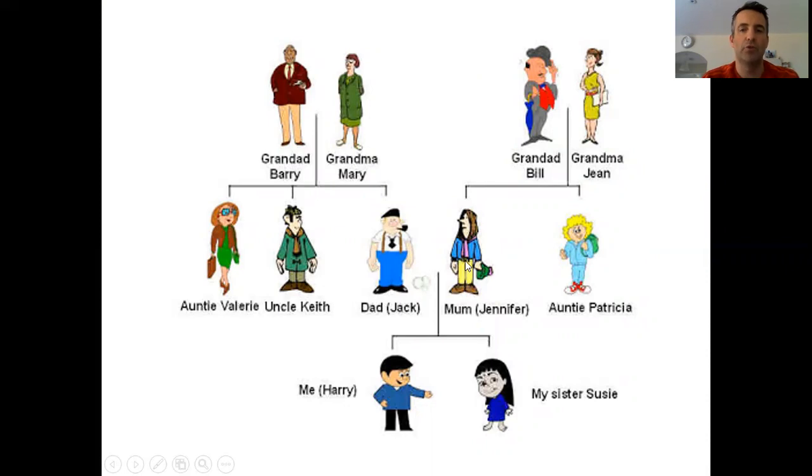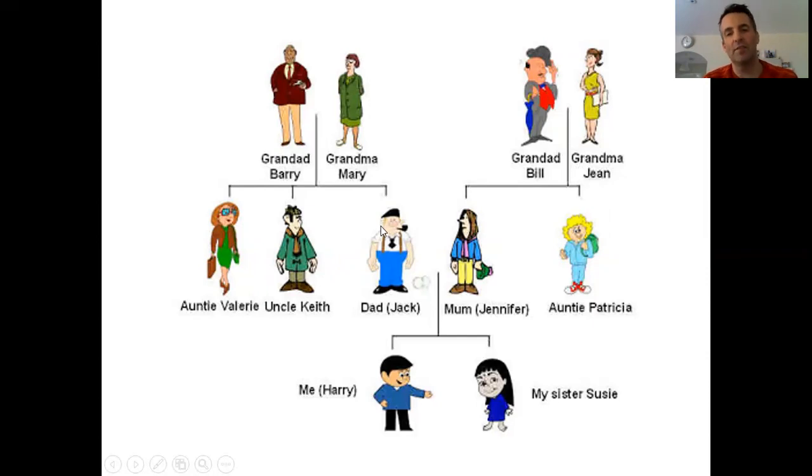Okay, and then the mum, Jennifer, is joined by her parents, so Grandad Bill and Grandma Jean, and Jennifer, who's Harry's mum, has a sister called Auntie Patricia. So that is a relation Harry would call Patricia Auntie Patricia, which is mum's sister.